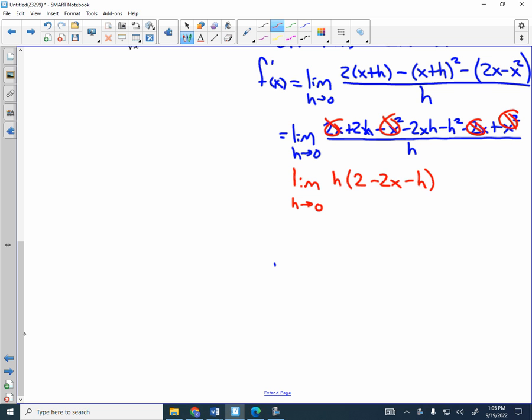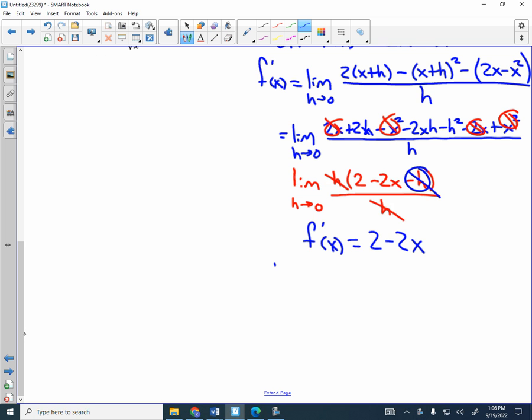Good. All over h. What happens now? The h's cancel. Can I now plug in 0 for h? And when you plug in 0 for h, what happens? Yeah, that piece goes away, and so you get the derivative of the function is 2 minus 2x. That is the exact derivative. That will tell us the slope at any spot.